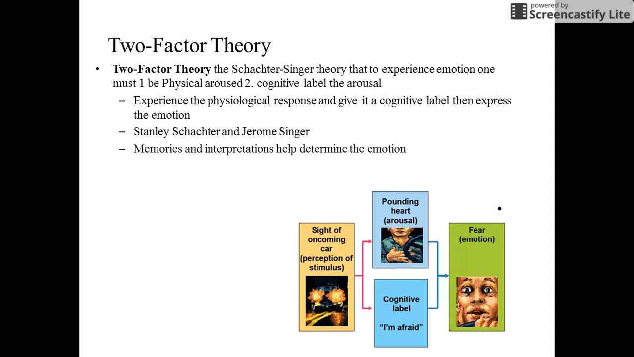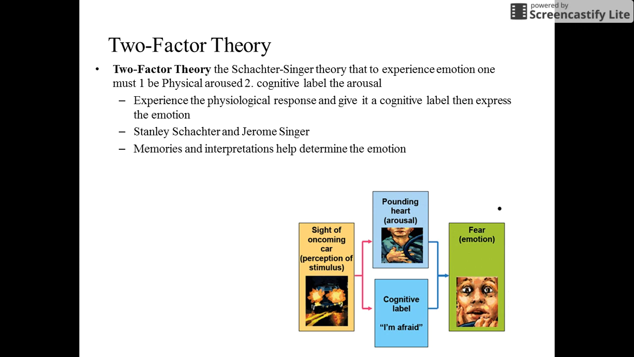The two-factor theory, also known as the Schachter-Singer theory, is the first one that starts bringing in a thought process that takes place. They believe you experience an emotion. First, you have to have a physical arousal and a cognitive label happening simultaneously. So we experience a physiological response and give it a cognitive label of what we're experiencing. We get butterflies in our stomach.